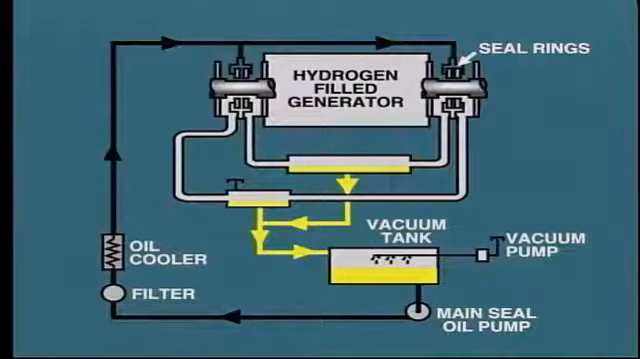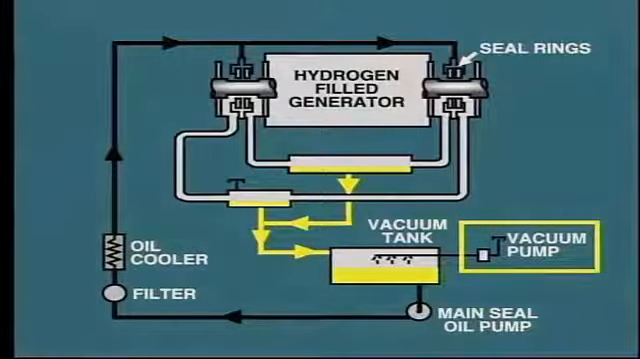Seal oil leak-off is then drained back to the seal oil pumping system. Any hydrogen that may have been absorbed by the oil is drawn off by a vacuum pump, which forms part of the seal oil unit. This small amount of hydrogen leakage is then discharged to atmosphere.